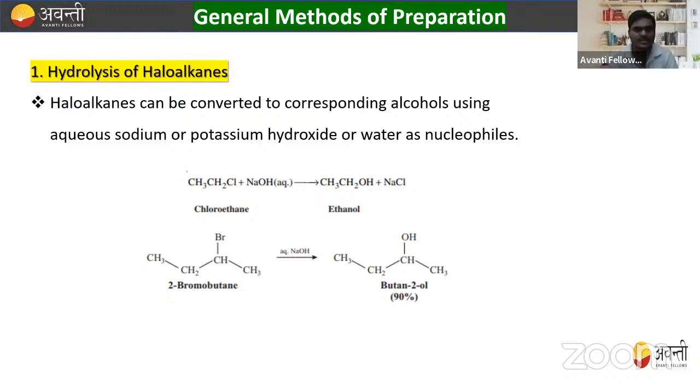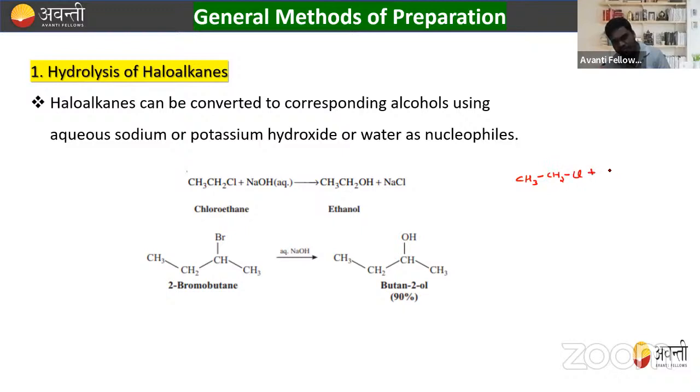So the first method is that haloalkanes can be converted into the corresponding alcohol using aqueous sodium or potassium hydroxide, or water as a nucleophile. We already studied this when we talked about organic compounds containing halogen, right? Whenever CH3CH2Cl, that is an alkyl halide, is treated with aqueous KOH or NaOH, then formation of ethanol takes place.